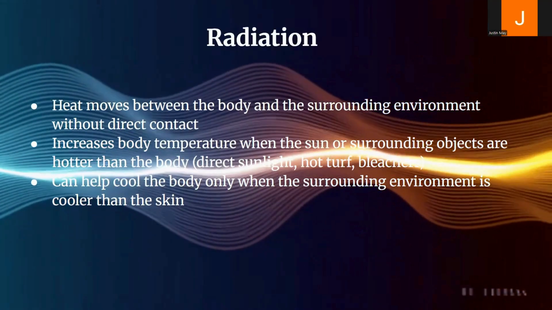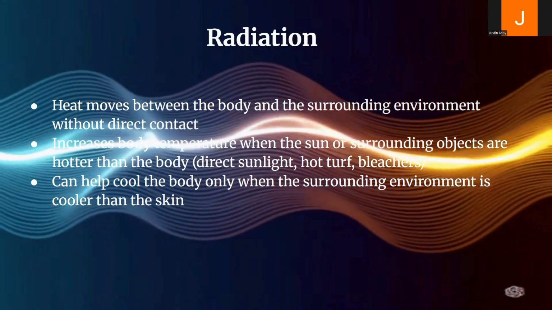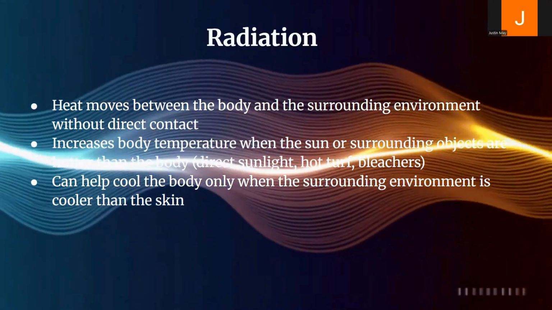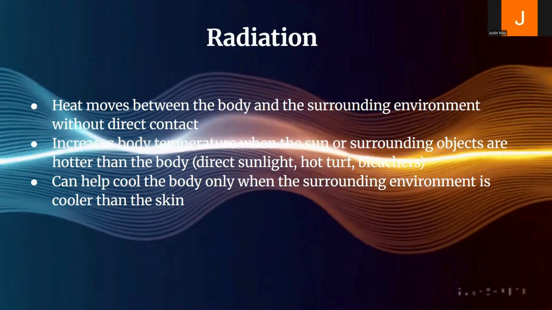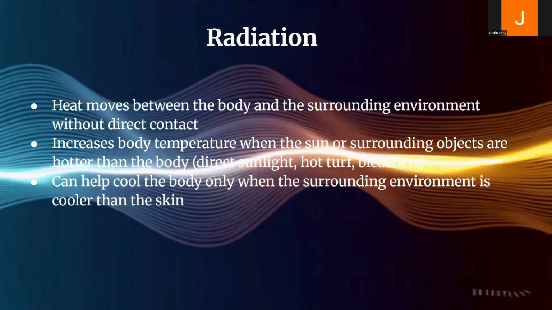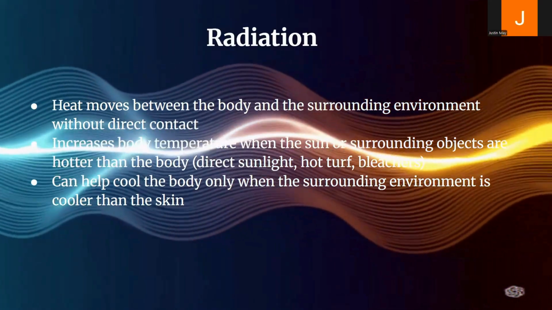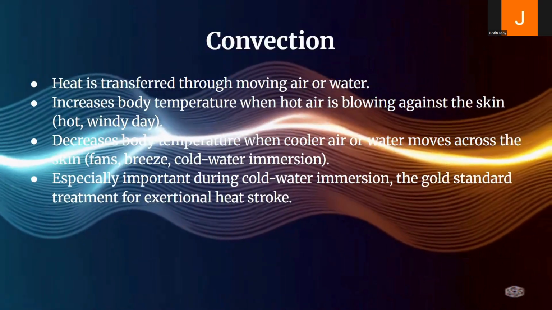For radiation, heat moves between the body and the surrounding environment without direct contact. This increases body temperature whenever the sun or surrounding objects are hotter than the body, through direct sunlight, hot turf, bleachers. This can help cool the body only when the surrounding environment is cooler than the skin.